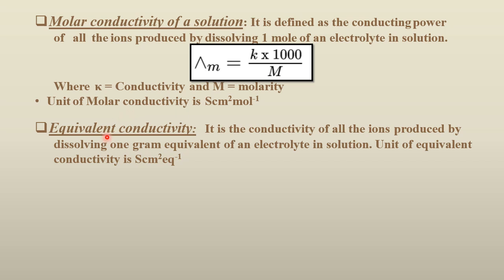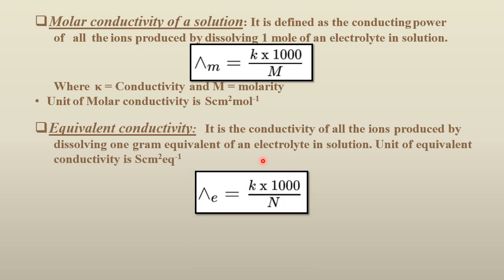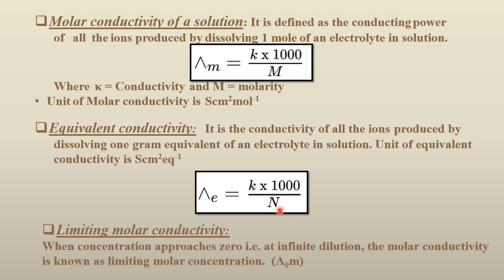Next, equivalent conductivity. Now, equivalent is related to normality. If you can recall, what is equivalent weight? Equivalent weight is equal to molecular weight upon acidity or basicity. So here, equivalent conductivity is defined as the conductivity of all the ions produced by dissolving 1 gram equivalent of an electrolyte in the solution. Hence, equivalent conductivity has the subscript small e, and here it will be divided by N, which means normality.